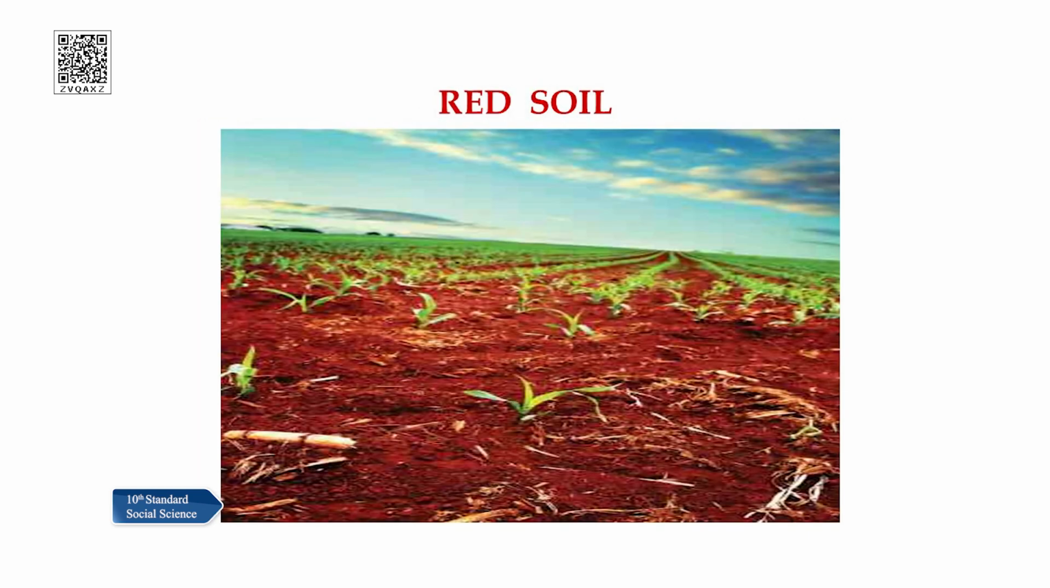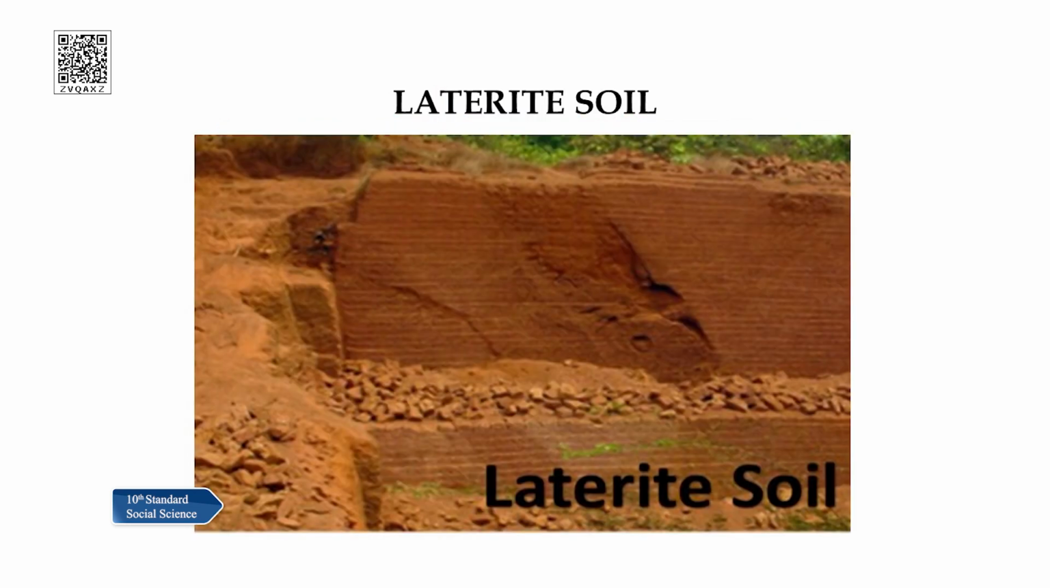Next we have red soil. Now why is the color of the soil red? It is because of the presence of iron oxide. Where do we find this type of soil? We find it in the eastern parts of Deccan Plateau. What are the crops that grow in this type of soil? Paddy and wheat.